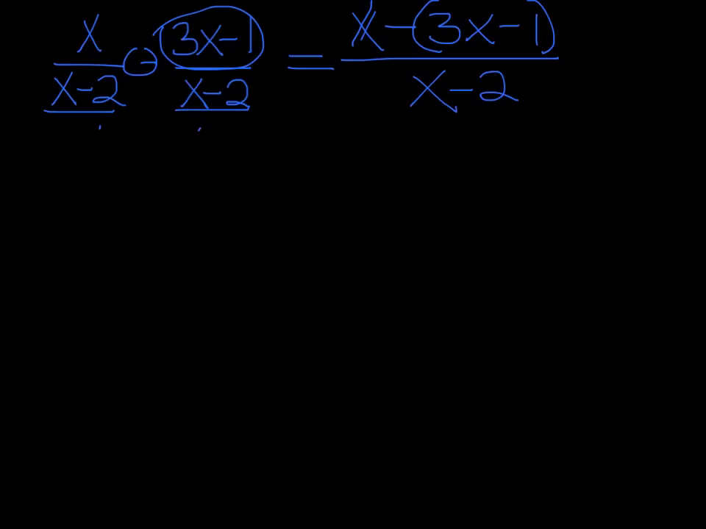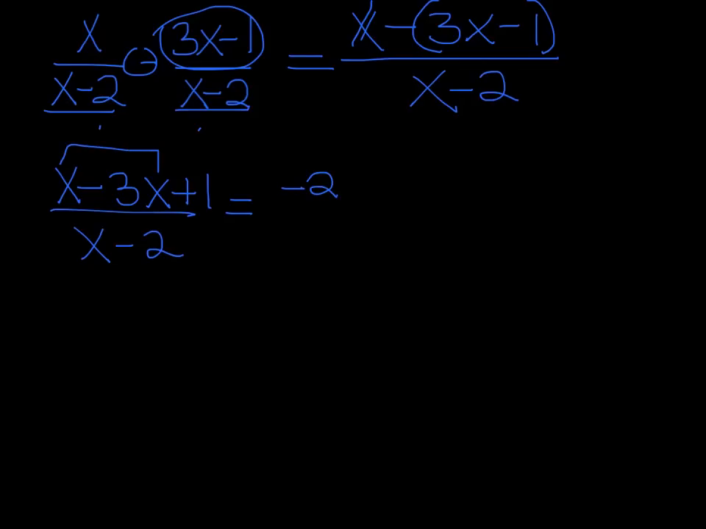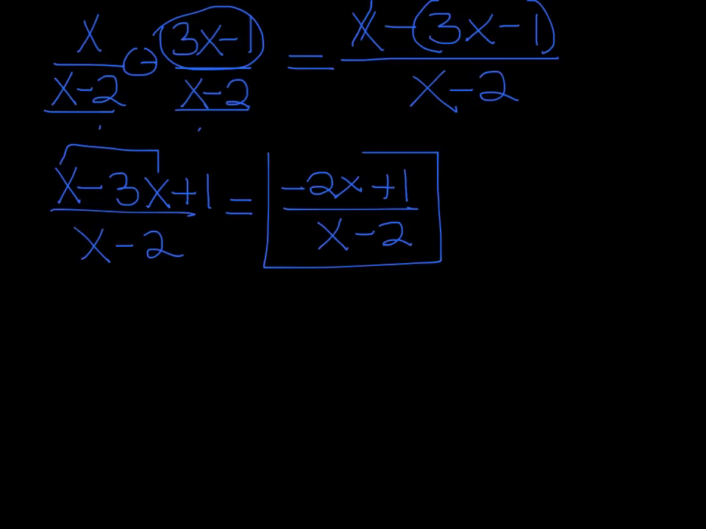It just repeats. So now on the top, I have x minus 3x, and then minus 1 is plus 1, over x minus 2. When we combine like terms, x minus 3x is negative 2x, and then we have plus 1 over x minus 2. And that is as simplified as it's going to get.